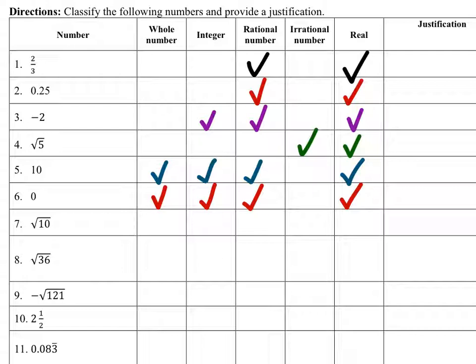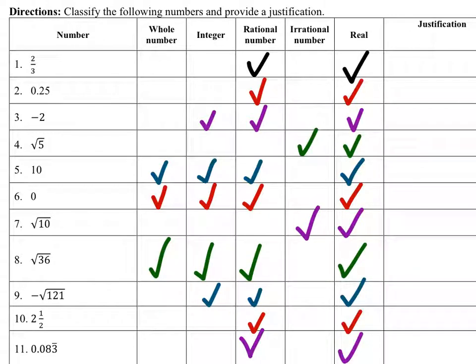You guys take a moment and do 7 through 11, and then we'll look at the answers on these. Now it's important for you to realize that if it's checked off on the left, it's automatically everything on the right, unless it's irrational. Here are the answers for these.